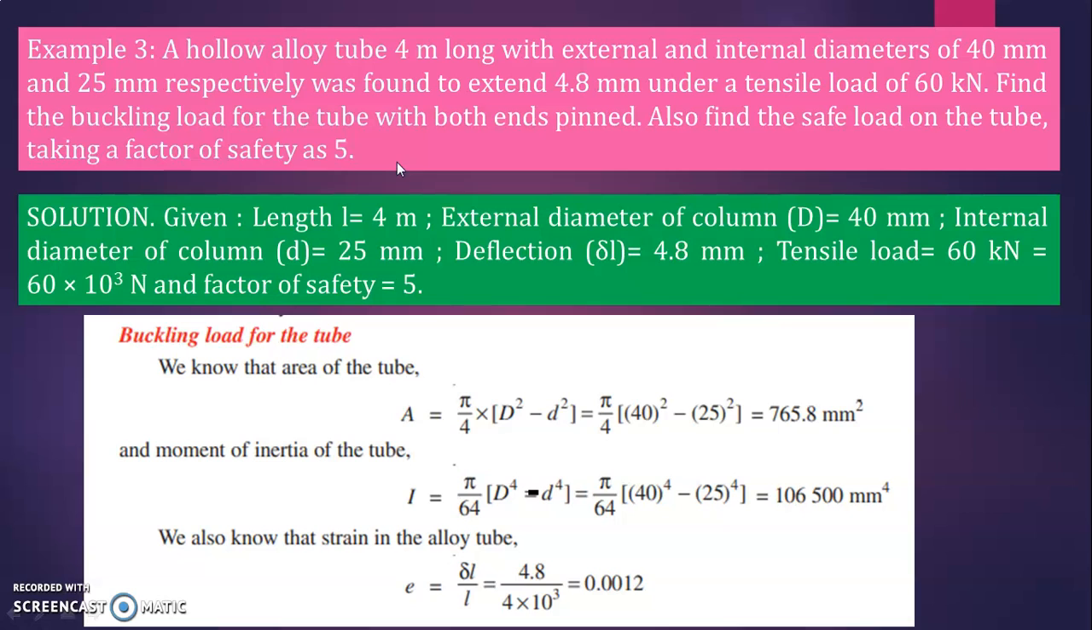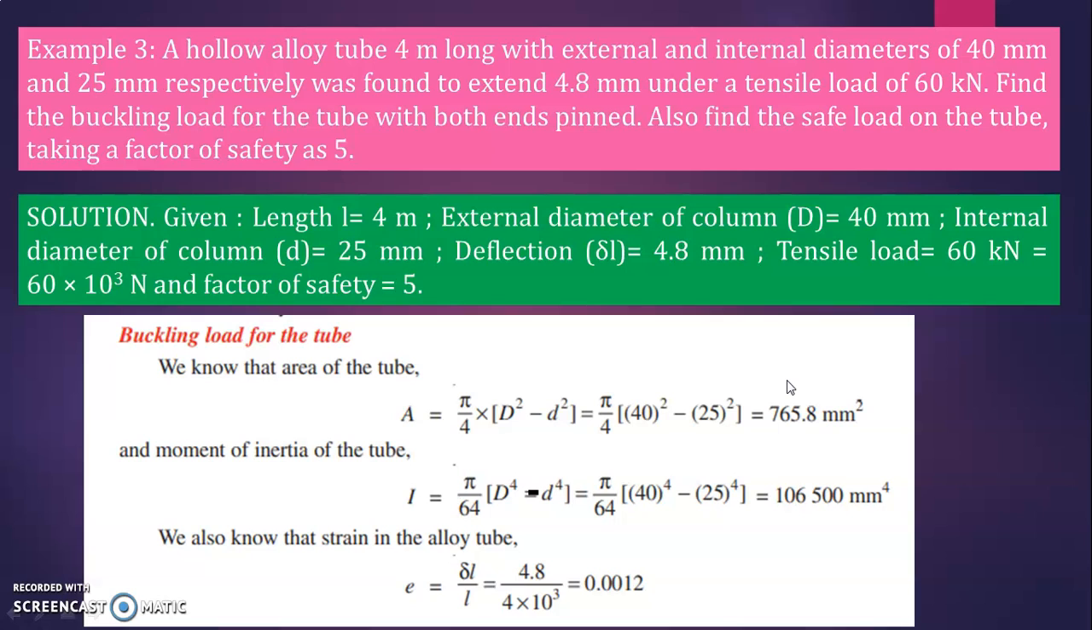Here also you have to calculate safe load. So for that first you have to find the crippling load, then divide that by factor of safety, that gives the safe load. What is given here? Length is given, that is 4 meter long, and external diameter capital D is 40 mm and internal diameter is 25 mm. It is found to extend, that is change in the length, equal to 4.8 mm. Then tensile load is 60 kilonewton, that is 60 into 10 raised to 3 Newton, and factor of safety is 5.